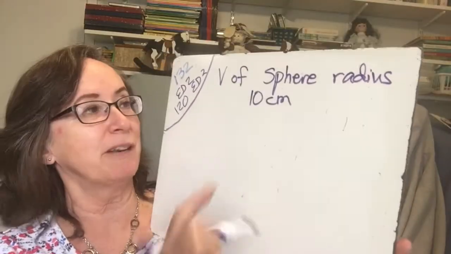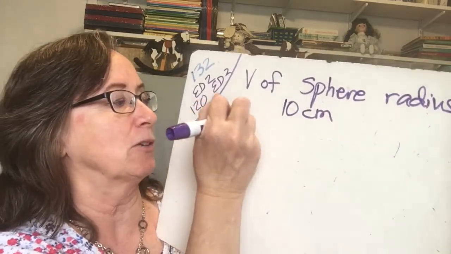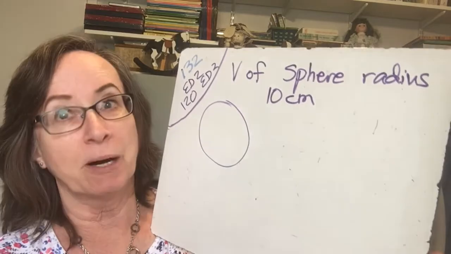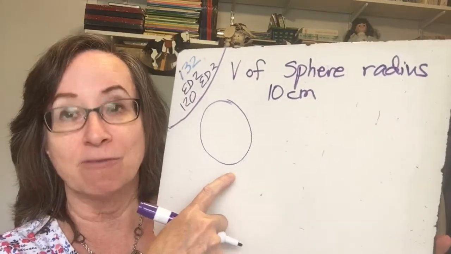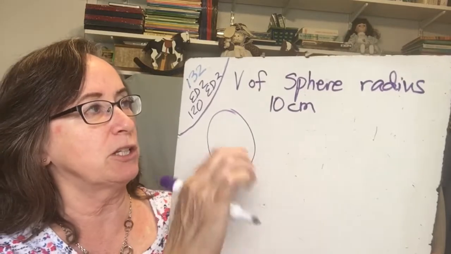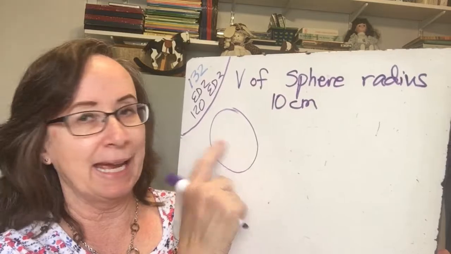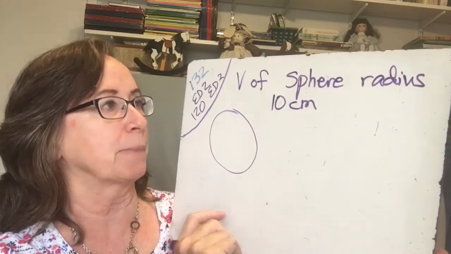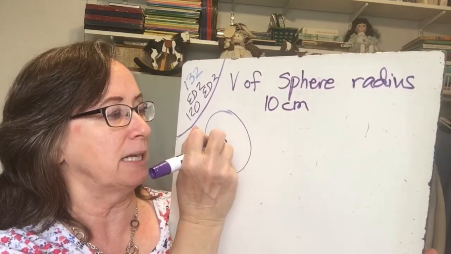Okay, so now we're going to find the volume of a sphere whose radius is 10 centimeters. So I'm just going to draw a ball because I cannot draw a sphere. But we know what a beach ball looks like. So this has got volume. Your book has a nice picture of a sphere, but you know what a beach ball looks like. So the volume of a sphere that has a radius of 10 centimeters.